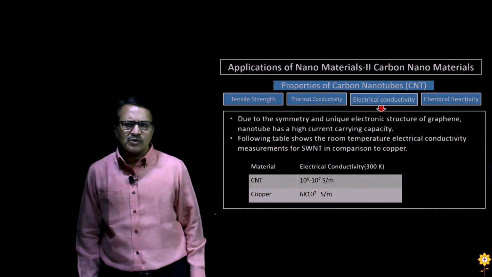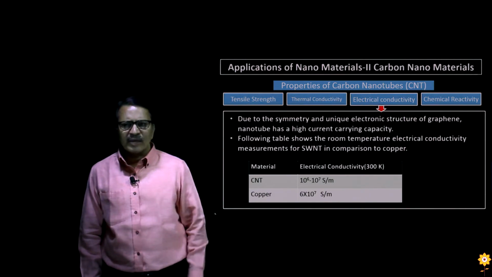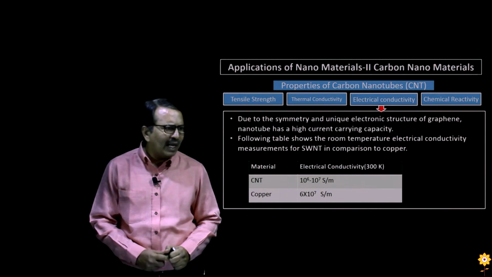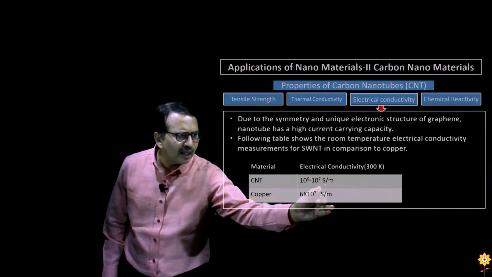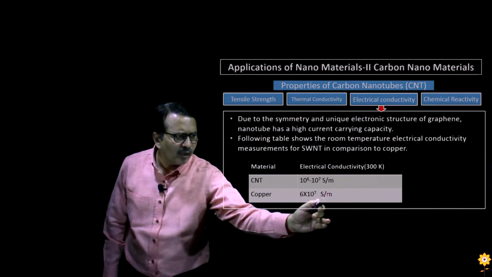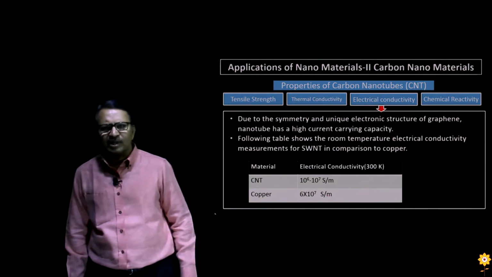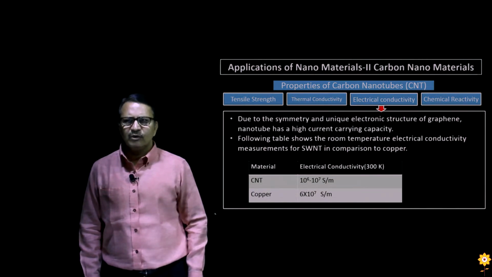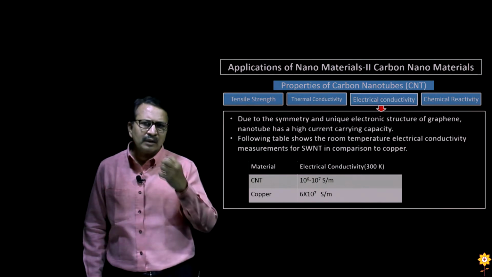The following table shows the comparison of the electrical conductivities for carbon nanotube and that for copper. For the carbon nanotube, the value is somewhere around 10^6 to around 10^7, and that for copper the same value is of the order of 6 x 10^7 Siemens per meter.